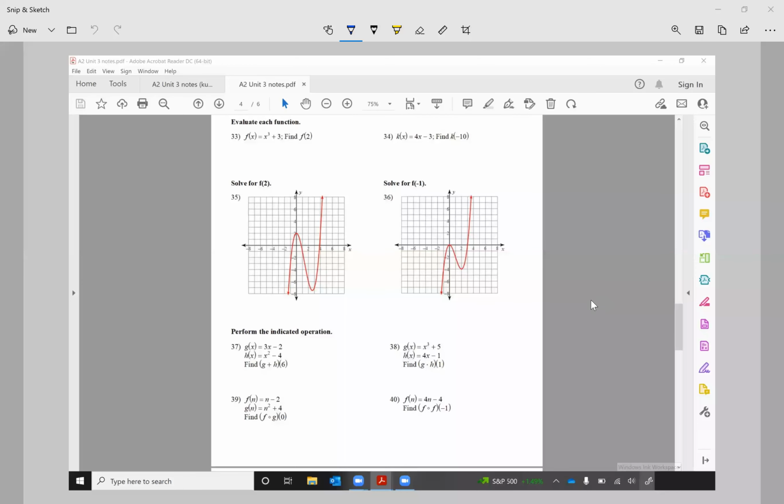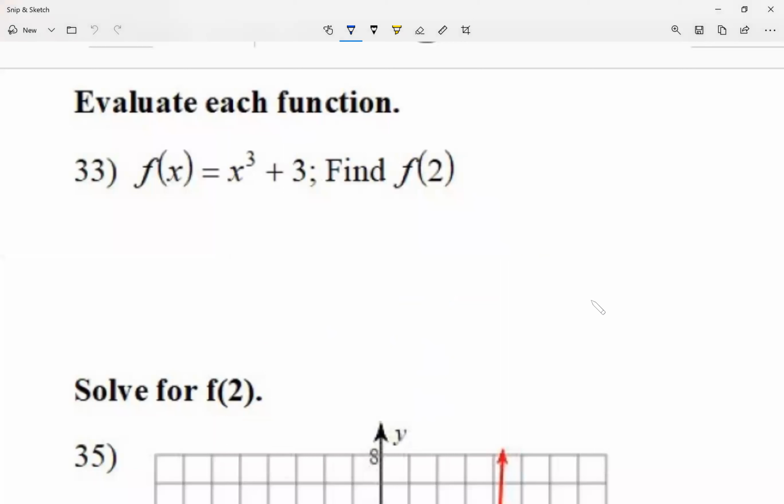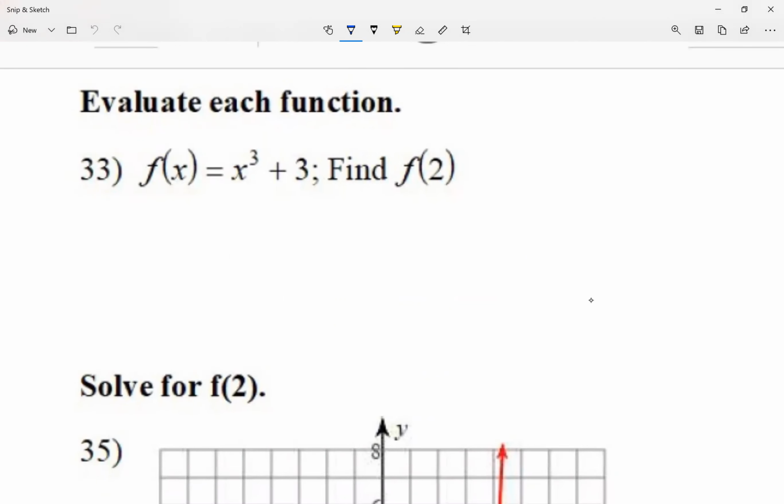Okay, so for the review for the week, let's take a look at questions 33 through 40. Starting with number 33, we started by evaluating a simple function. I give you a function f, and I want you to find f of 2. Now, for f of 2, I'm going to use the function given.